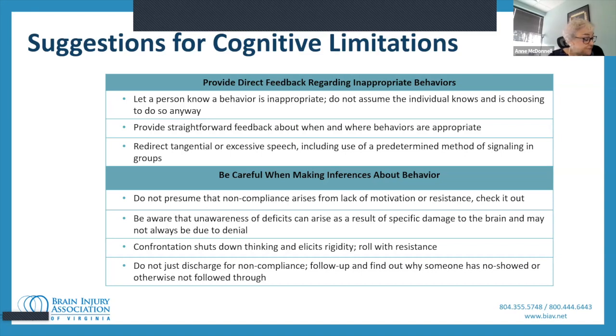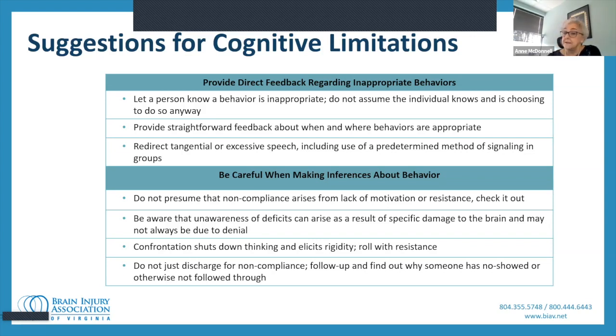I wanted to talk for just a minute about a few compensatory strategies that individuals with brain injuries might benefit from. One of the things that I can tell you is that behavior never changes without direct feedback. So you need to let individuals know a behavior is inappropriate. Don't assume that they know it. Sometimes we won't make those same assumptions when someone looks disabled, but we will make those assumptions when somebody looks fine, which is a lot of people with brain injuries. They need straightforward feedback about when and where behaviors are appropriate, and they need redirection if they get off on a tangent or they start talking too much, dominating a conversation.